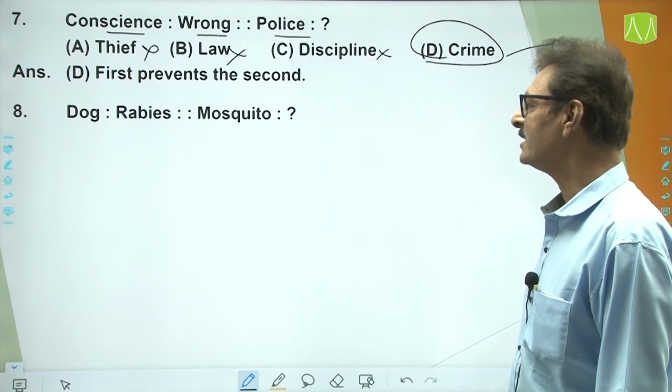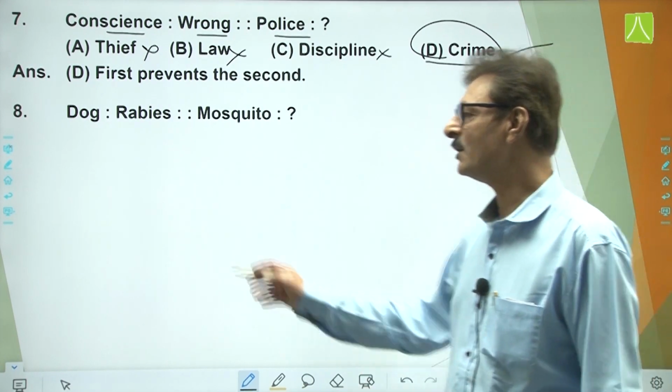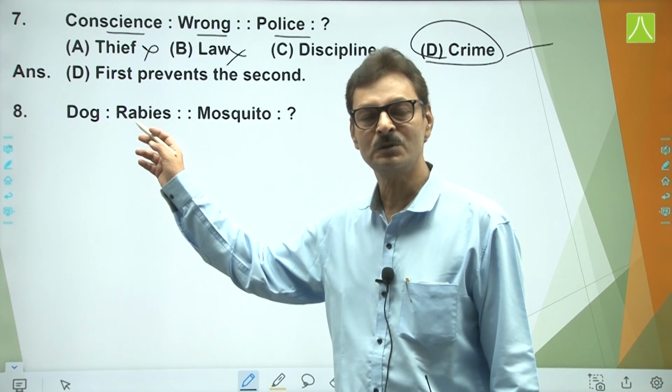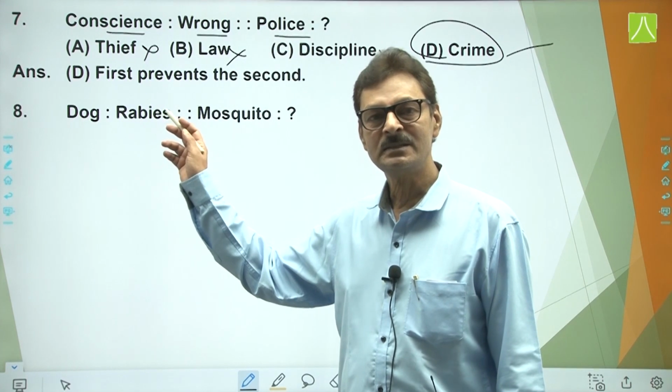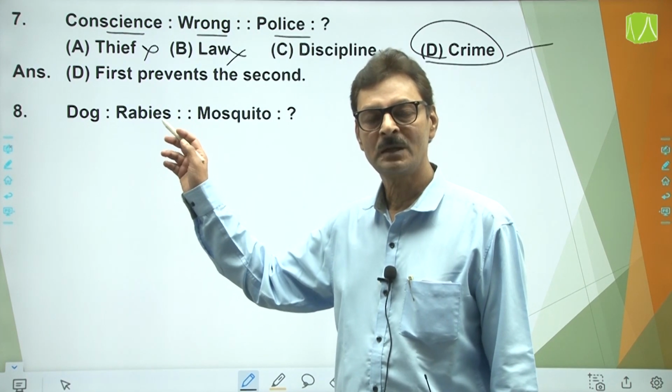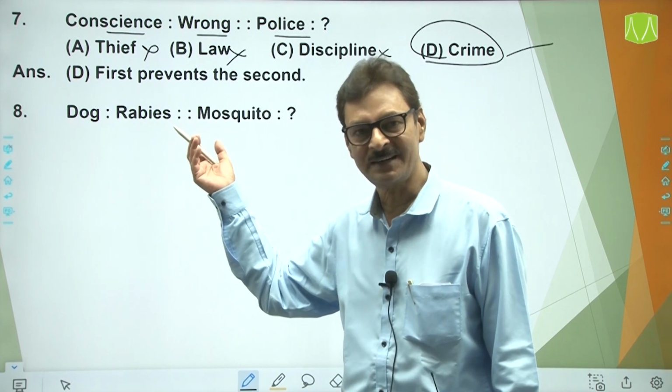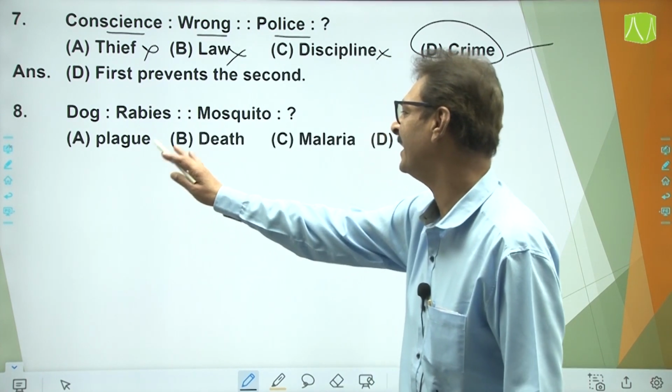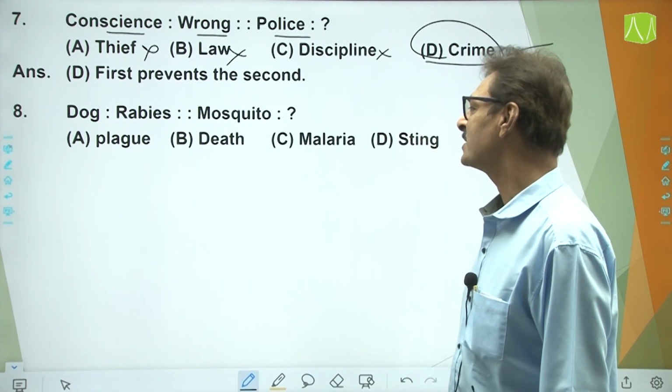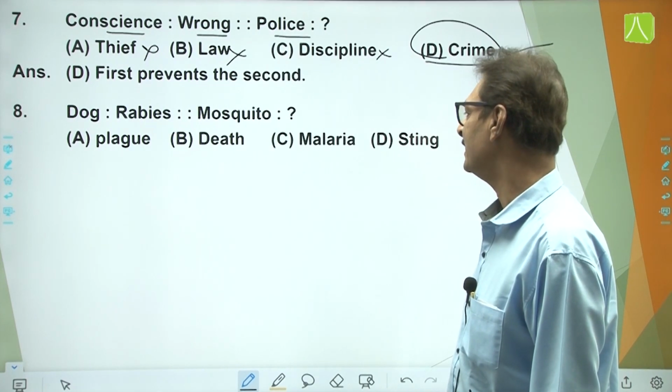Next, dog is to rabies. Mosquito is to what? What is rabies? Rabies ka meaning kya hota hai? Haan dosto, rabies is a disease caused by a dog bite. So malaria ke kaatne se, mosquito ke kaatne se kya hota hai? Shayad main answer bol gaya. Yes, mosquito causes plague, nahi death, nahi malaria.